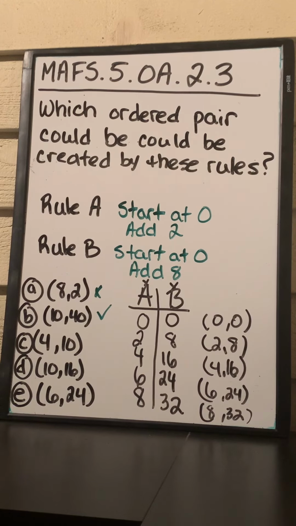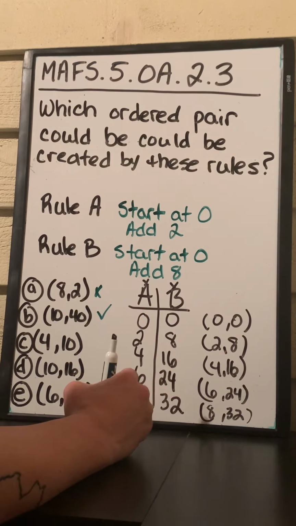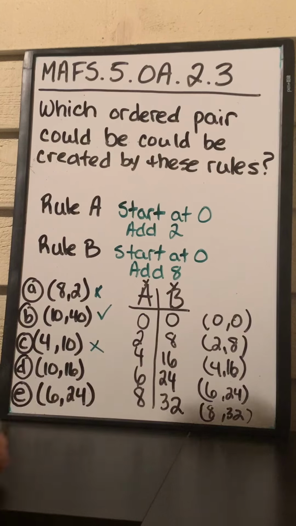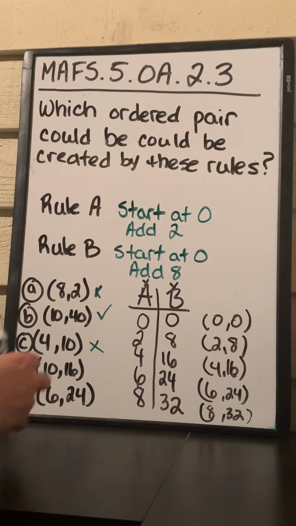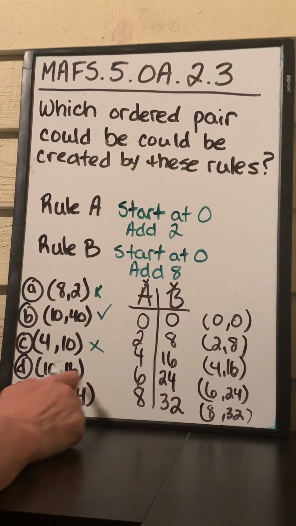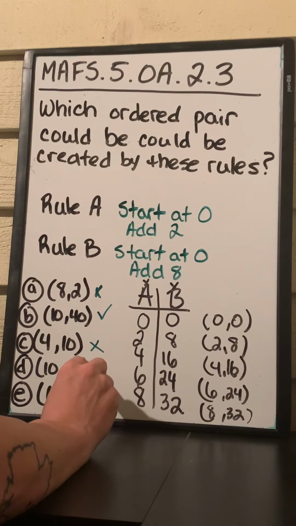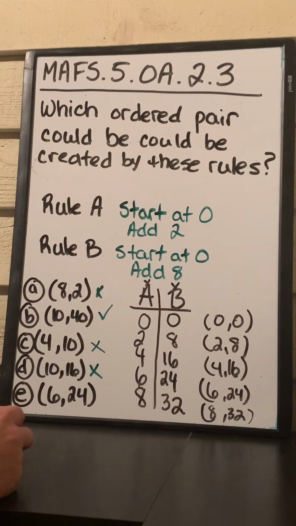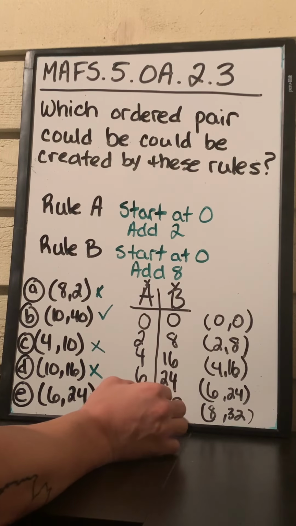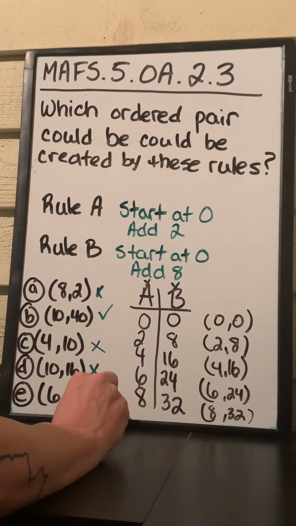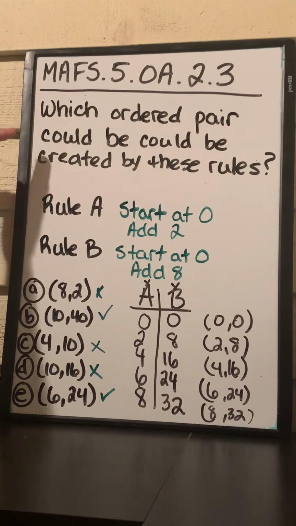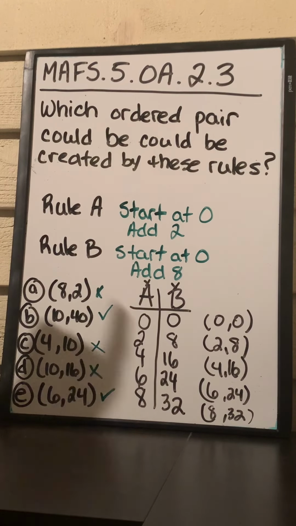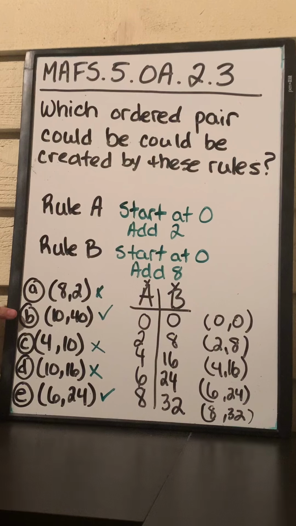Now, would 4, 10 be here? Well, I have 4, 16, so no, 4, 10 would not be here. Would 10, 16 be here? The answer, again, if you look, we already had 10, 40, so there's no way that this could be 10, 16. And would we have 6, 24? If I made my T-chart correctly, I see 6, 24 right here. So, which ordered pair could be created by these rules? The answer is going to be B, which is 10, 40, and E, which is 6, 24.